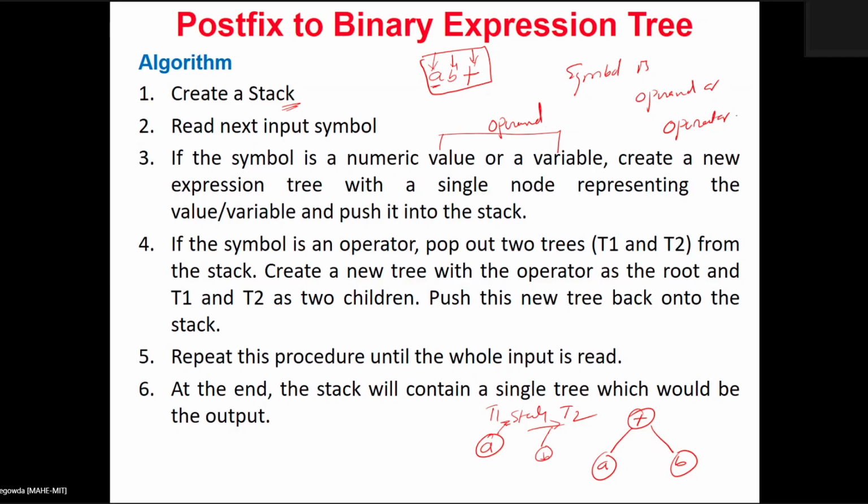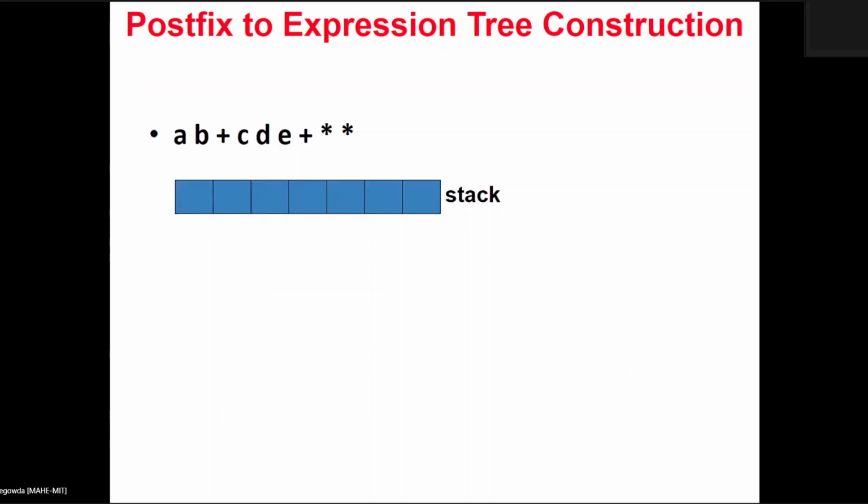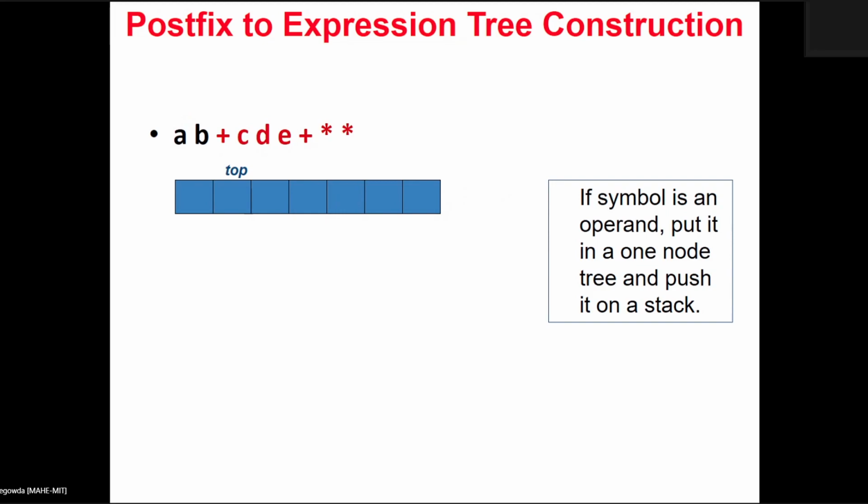That is the binary expression tree. Let us consider this. Read the first symbol. What is the first symbol? A. Since A is a variable, if it is a variable, you have to create a new node. That node should be pushed onto the stack. My stack is holding the address of this node. Next, read the next symbol.